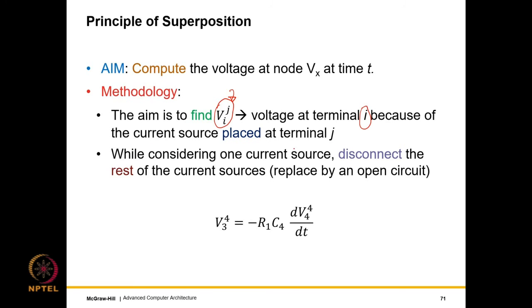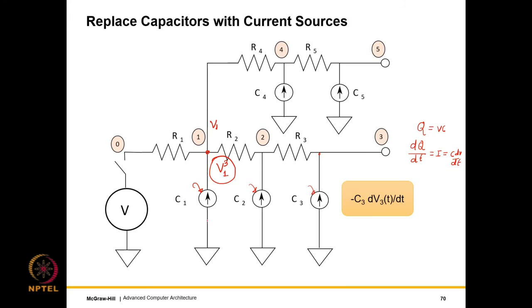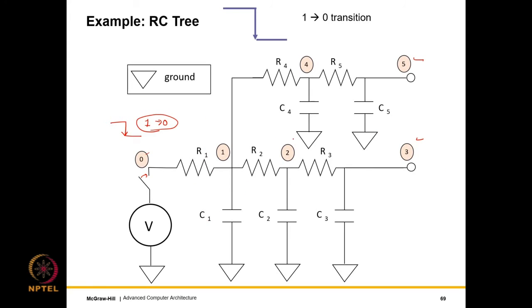While considering one current source, let us disconnect the rest of the current sources, replacing them by an open circuit. This is a quintessential method of analyzing such linear systems. So let's say I am interested in V34. I'll tell you in a second what it is. It is essentially the voltage at terminal 3 because of the contribution of the current source placed over here. Because of the current source placed over here, what is the voltage over here?